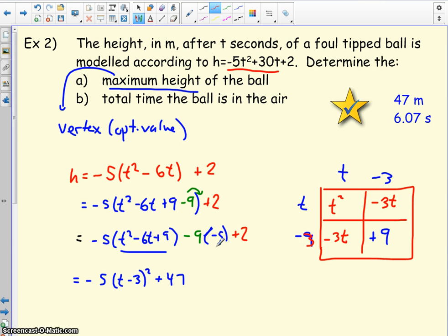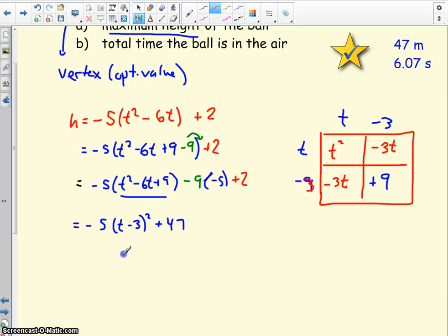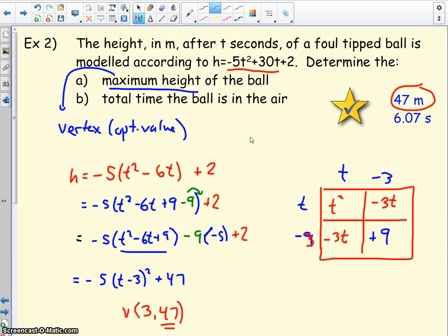So the maximum height of the ball, well, if you think about my vertex being at 3 seconds and 47 meters, the maximum height right here is going to be 47 meters. Okay, so that answers part A. Part B asks us for the total time the ball is in the air.